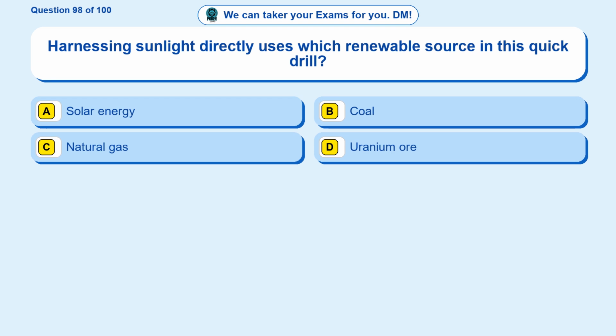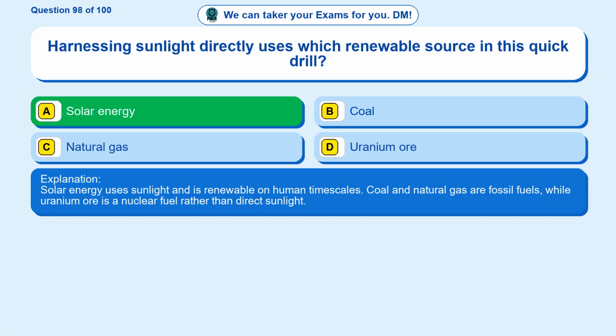Question 98. Harnessing sunlight directly uses which renewable source in this quick drill? Option A, solar energy. Option B, coal. Option C, natural gas. Option D, uranium ore. The correct answer is option A. Solar energy. Solar energy uses sunlight and is renewable on human time scales. Coal and natural gas are fossil fuels, while uranium ore is a nuclear fuel rather than direct sunlight.